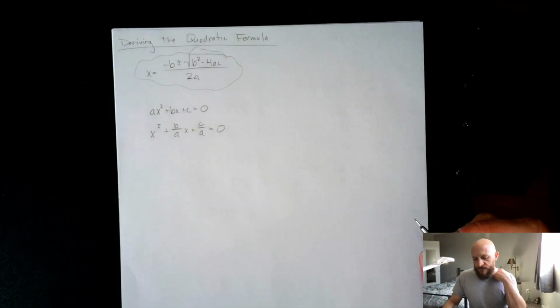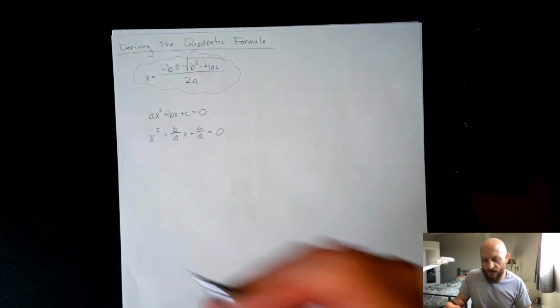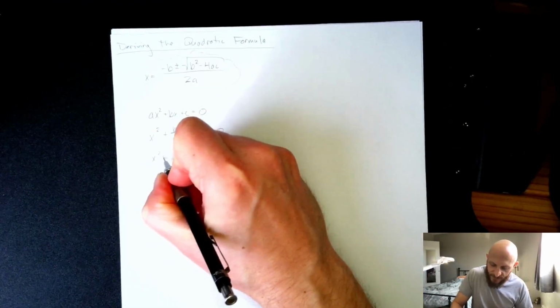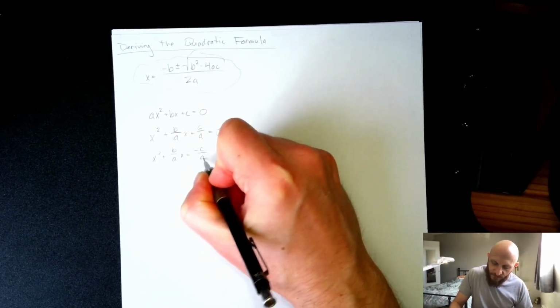Then step 2 is I'm going to move the constant term, c over a, to the right-hand side. So subtracting that from each side, x squared plus b over a x equals negative c over a.